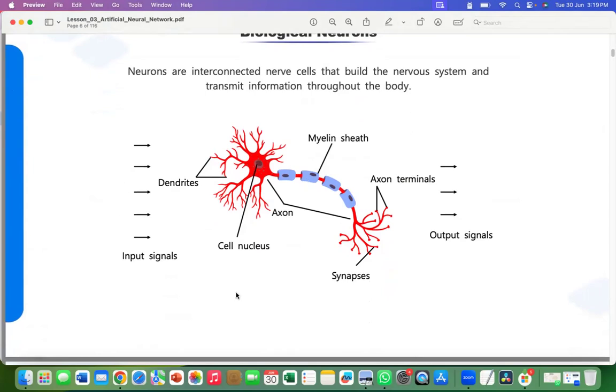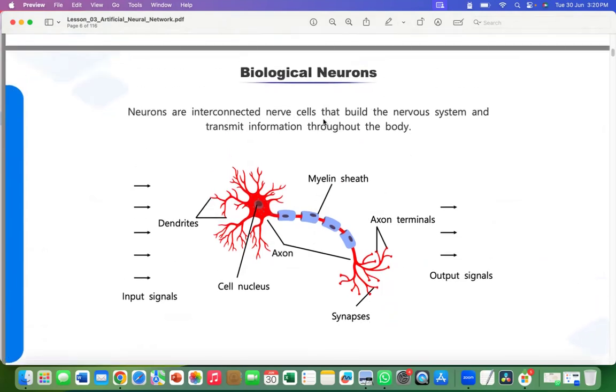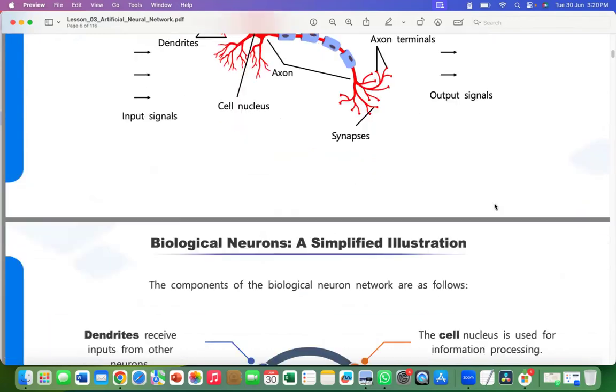If you look at the figure carefully, you can see that these are dendrites, right? Information comes to here, and this is the cell nucleus, axon. Similarly, axon terminal, synapses, then output signal. So neurons are the ones because of which we get the information throughout the body.